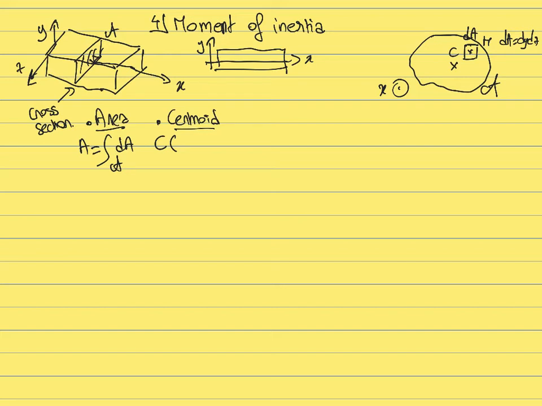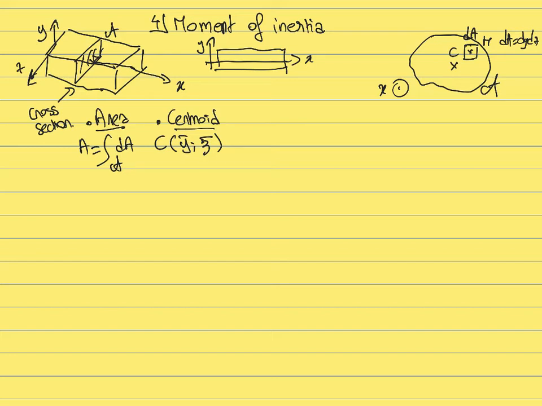Then if you want to know the position of the centroid, you need two coordinates. You need to know the coordinate of the centroid along the y-axis and along the z-axis. And since the centroid corresponds to the average value of y and the average value of z over this surface, we can write the coordinates of the centroid as y bar and z bar, which correspond to the average value of y and the average value of z.